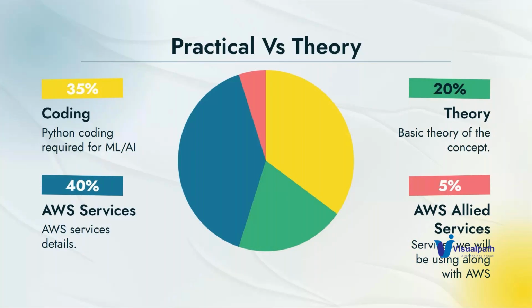So let's say you have an EC2 instance, and over there you want to set up a Jupyter notebook. Such things are called AWS Allied Services. In this case, it would be not more than 5% because we would be mostly looking at AWS itself. So AWS would be the main focus. Coding, yes, specifically related to machine learning and AI, because that is what we are trying to do here. Theory 20% and AWS Allied Services only 5%, not more than that. Probably even less.